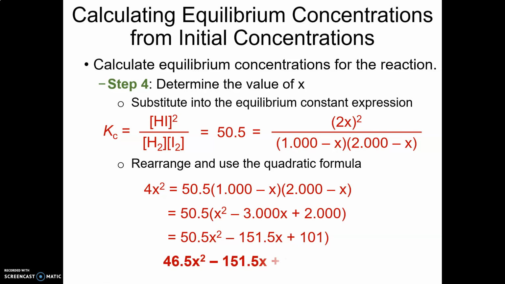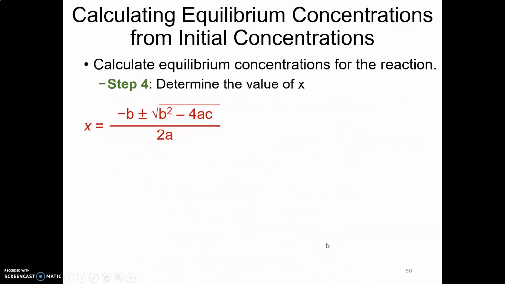50.5 minus 4 is 46.5. So I end up with 46.5 x squared minus 151.5x plus 101 equals 0. Now I can use the quadratic formula. Okay? And as I said before, I'm assuming you know this, but the quadratic formula is negative b plus or minus the square root of b squared minus 4ac divided by 2a.